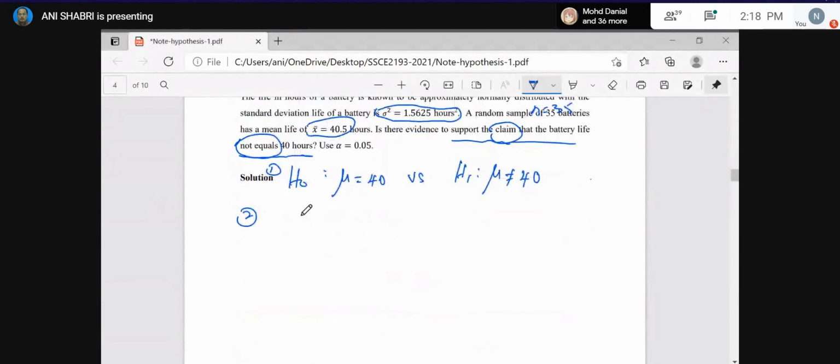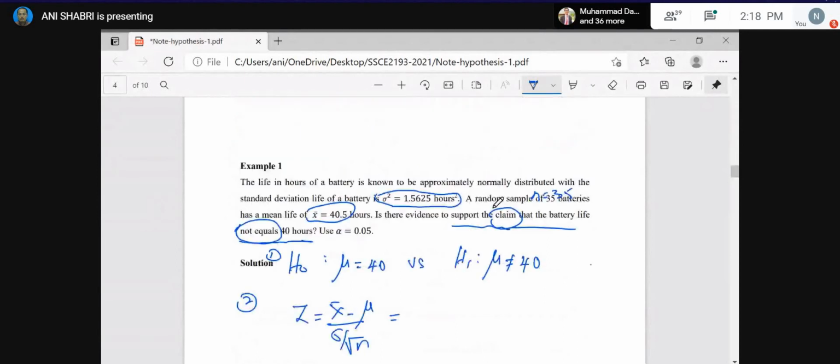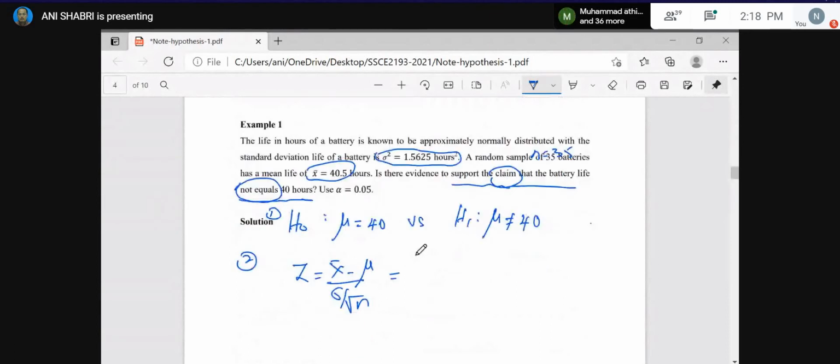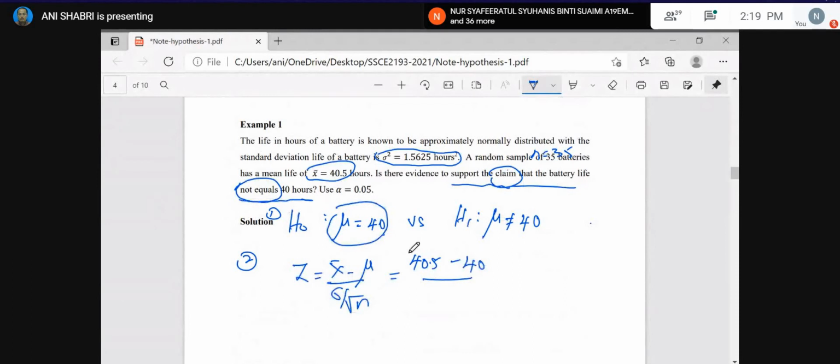Okay, we just substitute the values here. X bar is given, which for this one is 40.5. And mu, we just take this one, mu is 40. And sigma is the square root of 1.5625, divided by the square root of n, where n is 35. Try to calculate what is the value of Z.